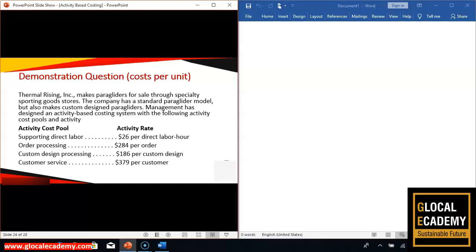In this question, we have a company called Thermal Rising, and they make paragliders for sale through specialty sporting goods stores. The company has a standard paraglider model, but also makes custom designed paragliders. Management has designed an activity-based costing system with the following activities. You see there are 4 cost pools, and there are 4 rates. So we bypass the first step. We are given activity rates.